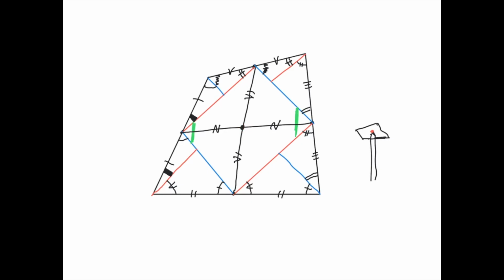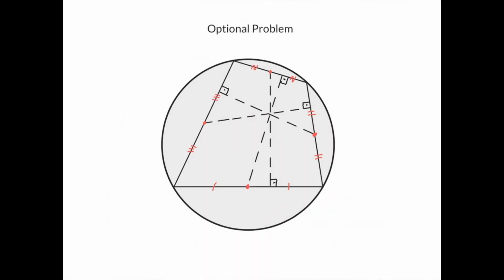And if you do that, then the quadrilateral will be perfectly stable and it would not fall down in any direction. It would just stay on the tip of your pencil. This optional problem is actually one of my favorite problems, so I hope you enjoy it.